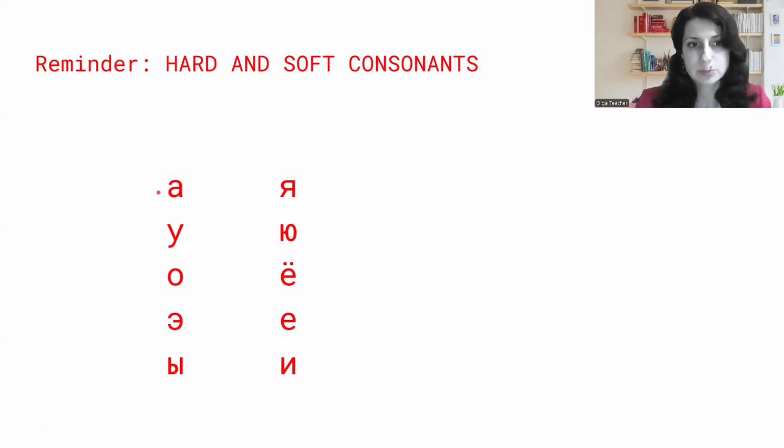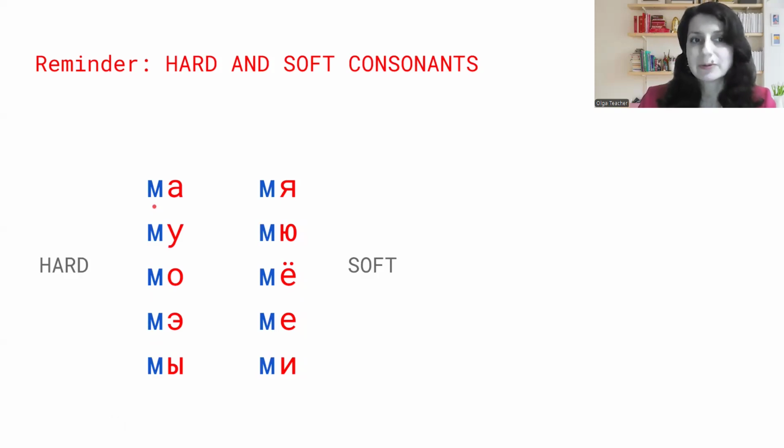If you see one of these vowels, а, у, о, э, ы, it means that the preceding consonant is hard. If you look at the vowel and you see я, ю, ё, е, и, it means that the preceding consonant is soft. So here we have ма, м, hard sound, hard consonant, and here we have мя, soft consonant, soft sound, ме. The same if you see the soft sign, the consonant is soft.